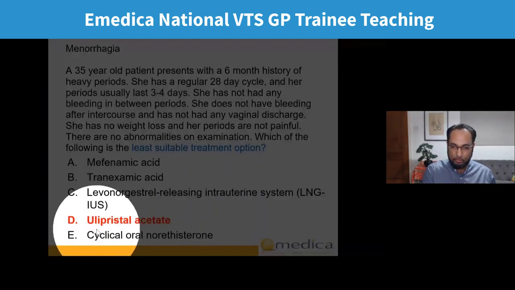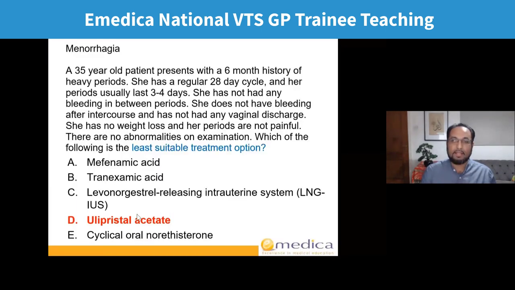Now, this used to be used. Up until very recently, this was in the guideline for women who had maybe small fibroids, and small fibroids might not show any examination findings, okay? And for menorrhagia, ulipristal acetate at 5 milligrams once daily was one of the recommended treatments. This is not the same as ellaOne, the emergency contraception. That's a 30 milligram stat dose, okay? But the 5 milligram once daily low dose was a treatment for menorrhagia. But it's the least suitable. Why? Because currently the license has been revoked because of an MHRA, Medicines and Healthcare products Regulatory Agency, warning.